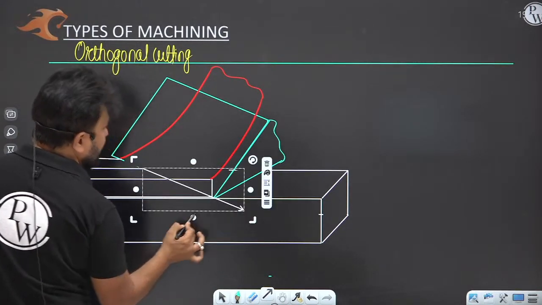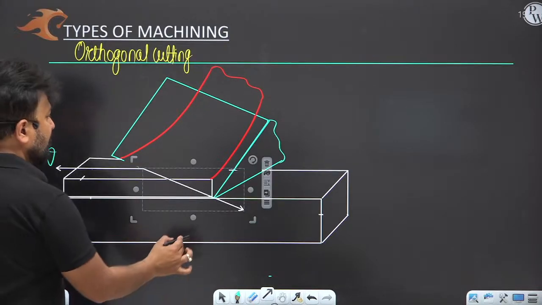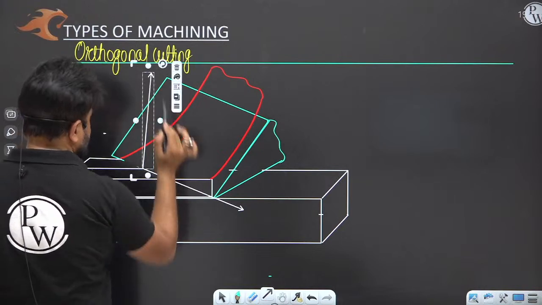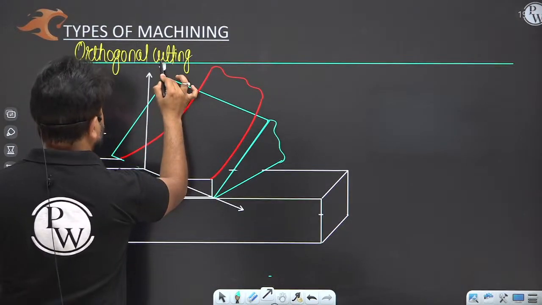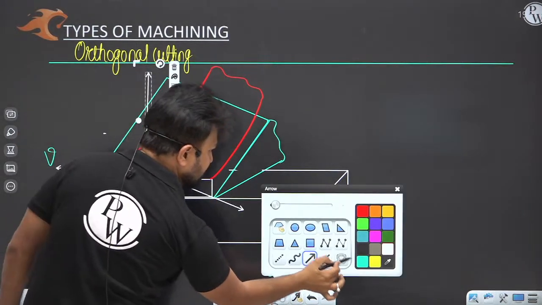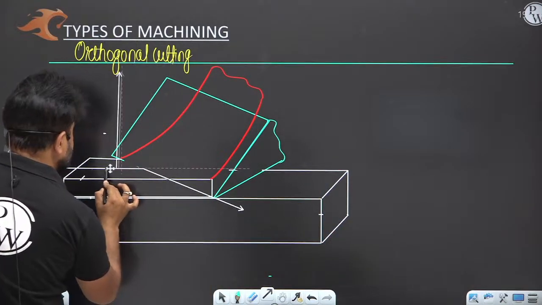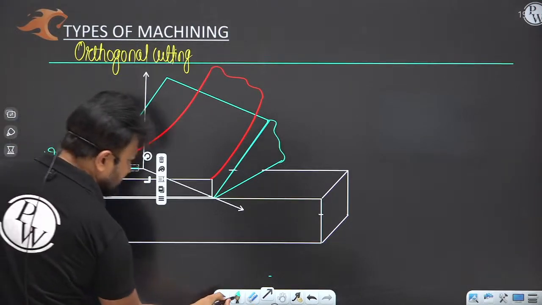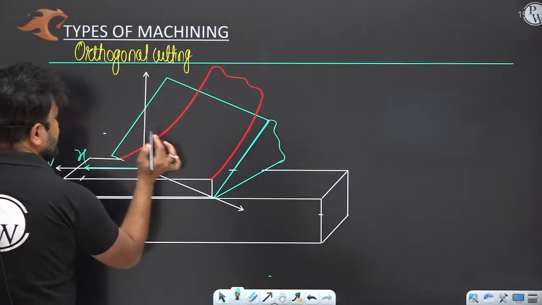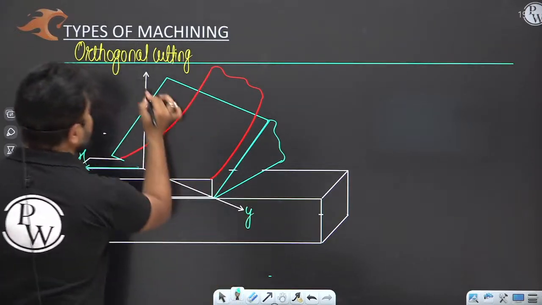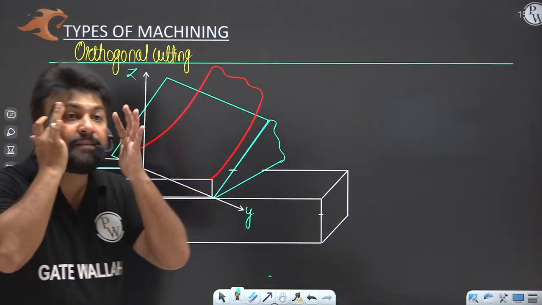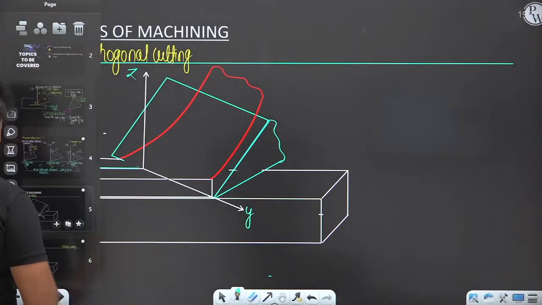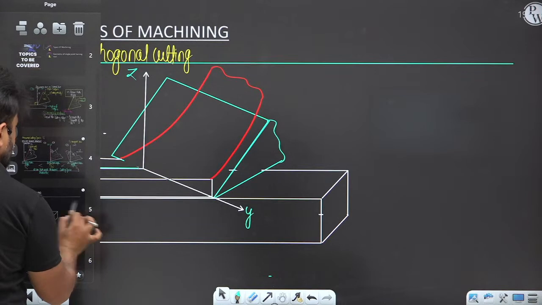This is the axis which is along the tool edge, and let's say this is the y-axis, and this is your z-axis. And this axis is known as what? This axis is the x-axis. So my dear, this is x, this is y, this is z. Okay, let me take a copy of this figure. Now please try to understand.